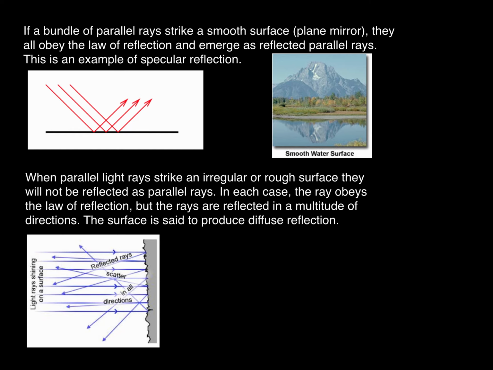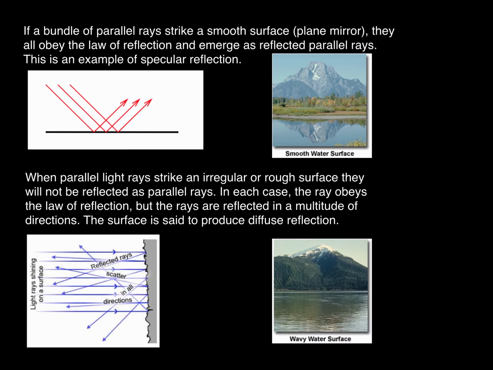When parallel rays strike an irregular or rough surface, they will not be reflected as parallel rays. In each case, the ray obeys the law of reflection, but the rays are reflected in a multitude of directions. The surface is said to produce diffuse reflection. A wavy water surface on an uncalm day is an example of diffuse reflection.